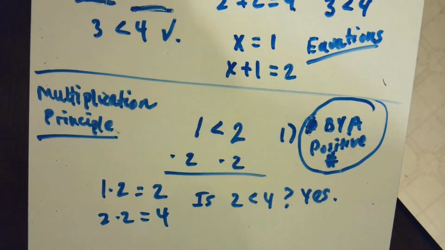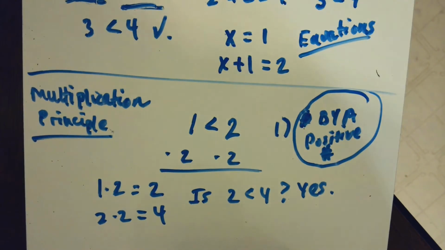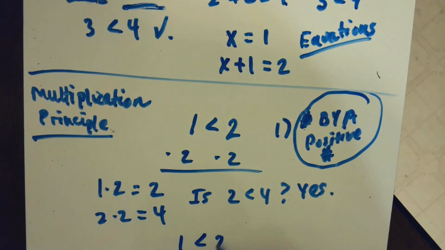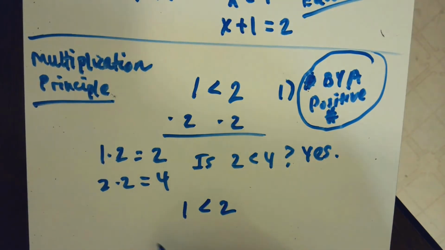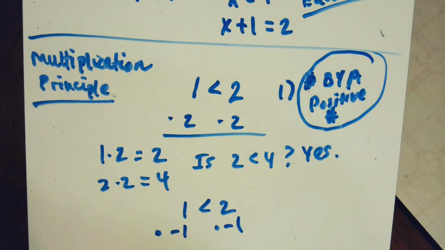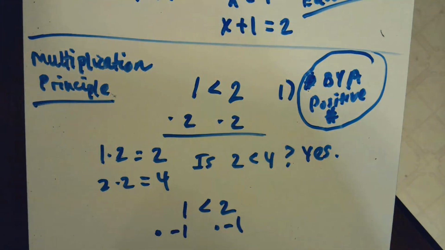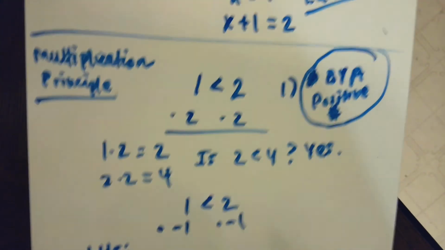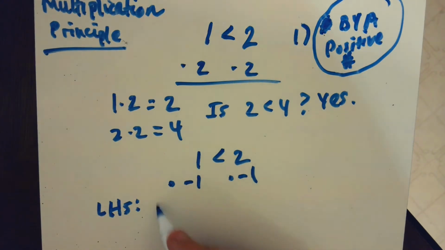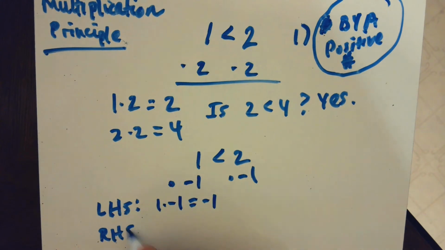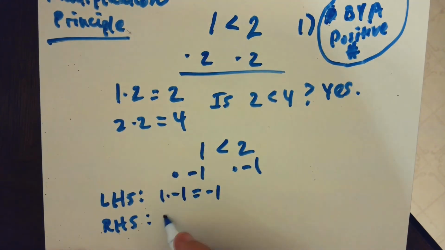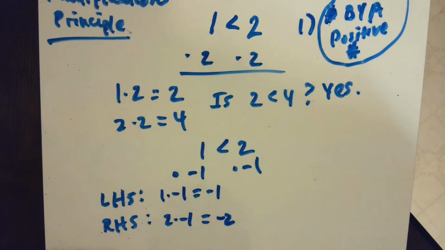Now, what we're going to do is consider what happens to an inequality when we multiply by a negative number. So we still have 1 is less than 2. We know that to be true. Now let's multiply both sides by negative 1. So if I multiply both sides of this inequality by negative 1, on the left-hand side, we're going to have 1 times negative 1, that's just negative 1, right? And on the right-hand side, we're going to have 2 times negative 1, which is negative 2.